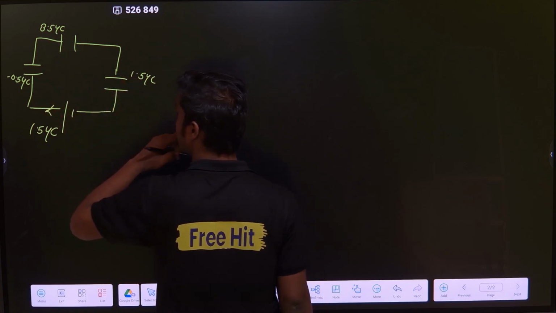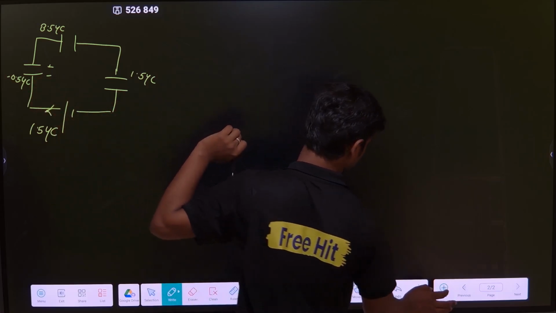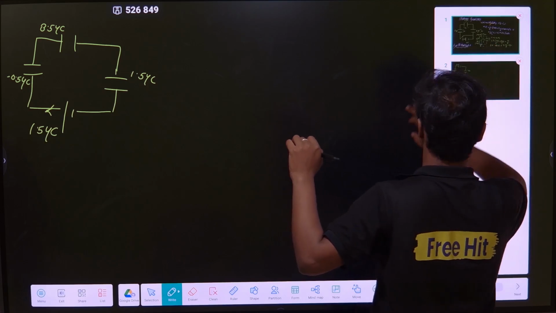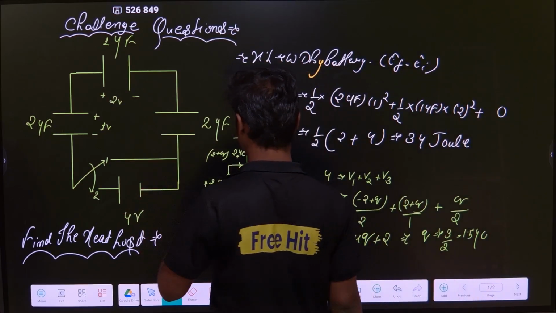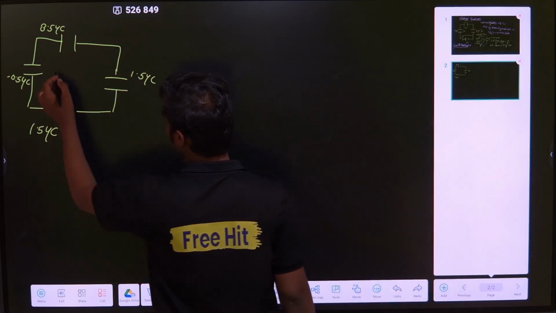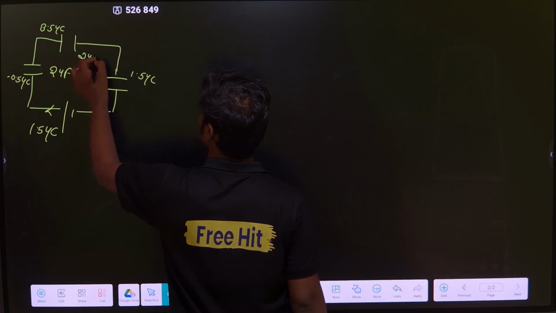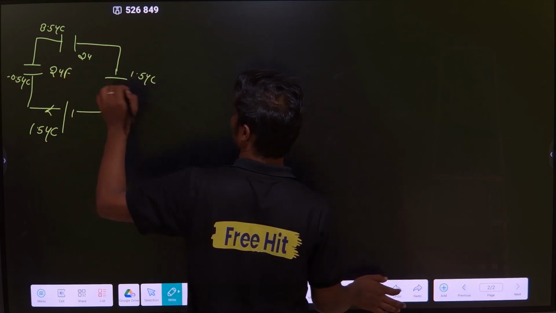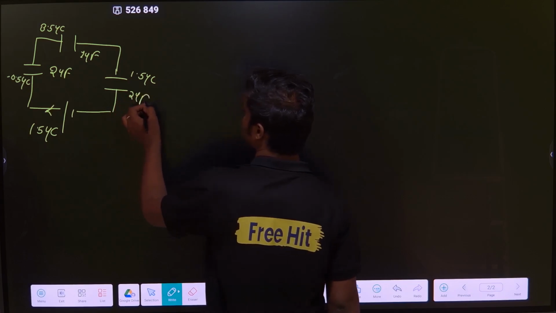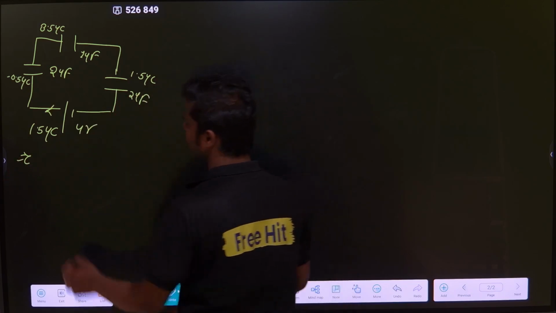And one more thing, what is the value of capacitance? The value of capacitance is 2 microfarad, 1 microfarad and 2 microfarad. Simply you can do it here also. This is 2 microfarad. No, I think this is 1 microfarad, and this is 2 microfarad. Now you know everything, and this is a 4 volt battery. Now you can calculate the work done by the battery.